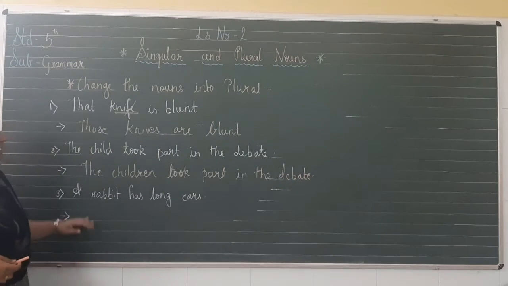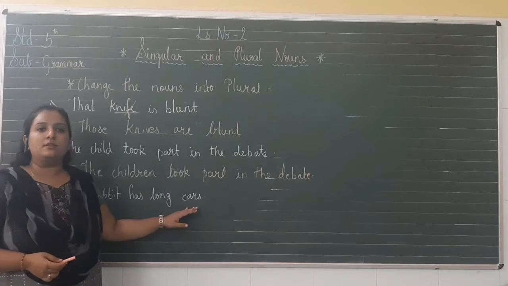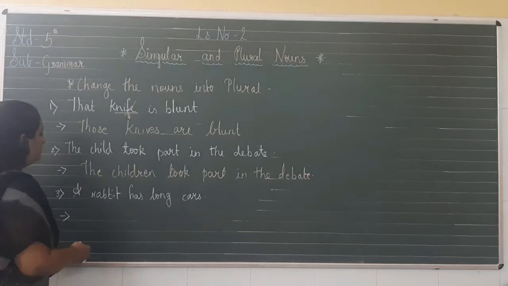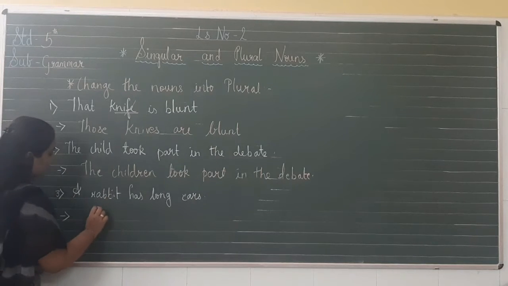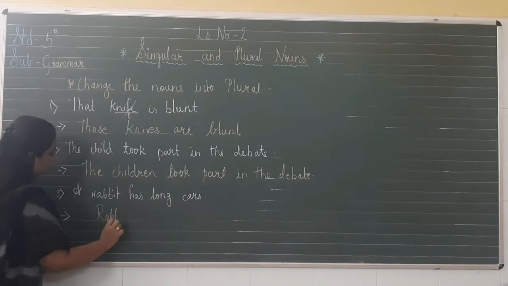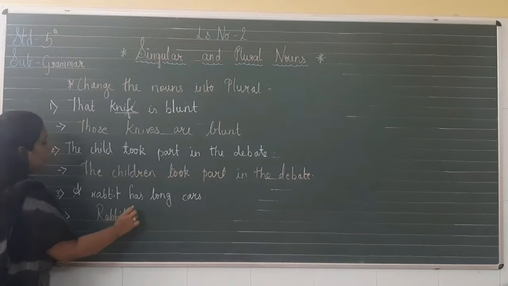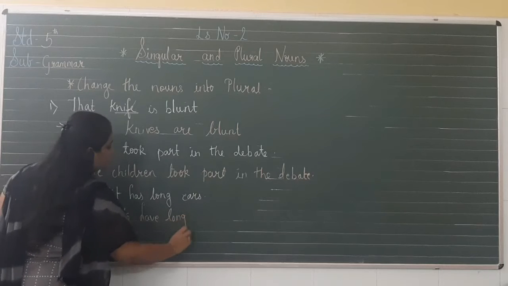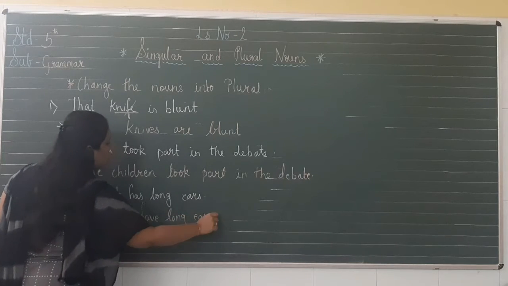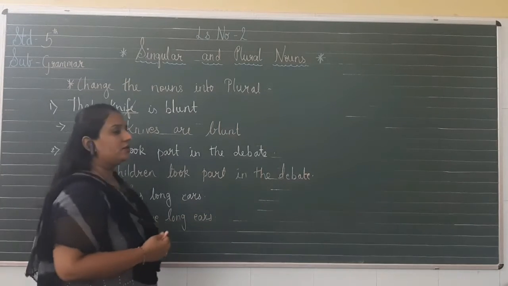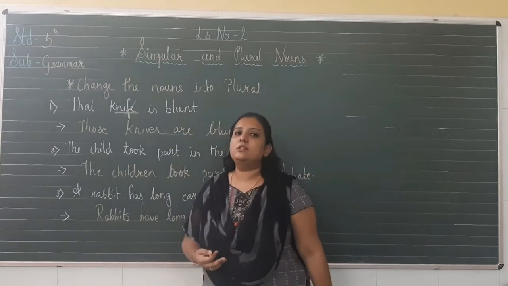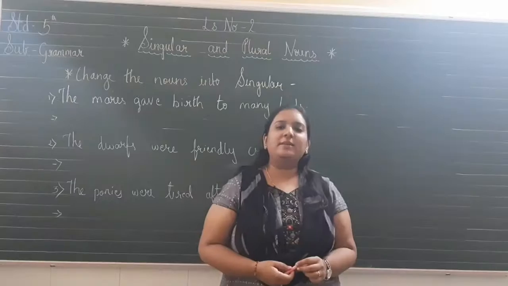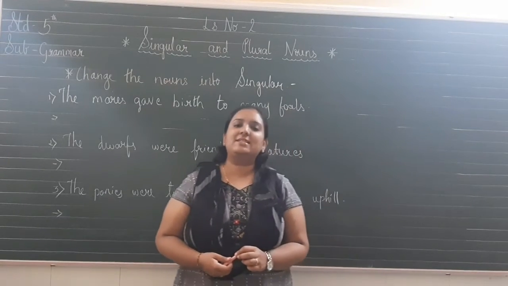And the last one, a rabbit has long ears. Here the singular noun is rabbit. We have to change into plural form, so rabbit will become rabbits. Has has been changed into have long ears. So students, whenever we change the nouns from singular to plural, there are also other necessary changes happening in the sentence. My dear students, so now let us move to the next exercise.